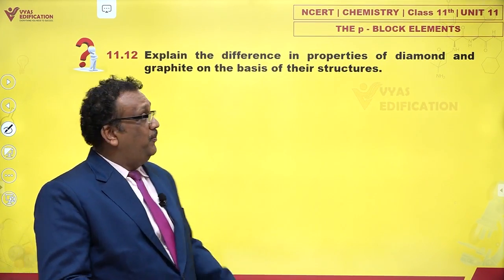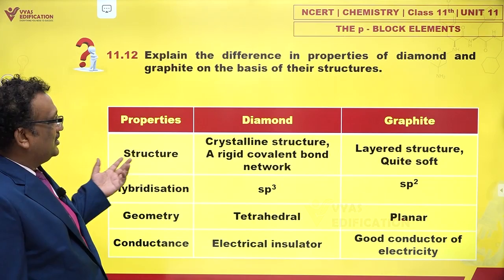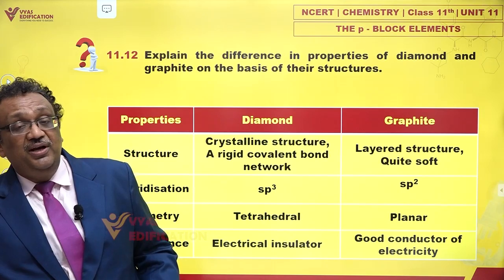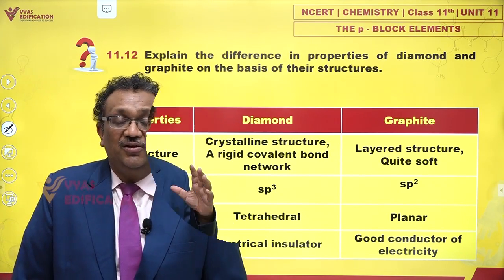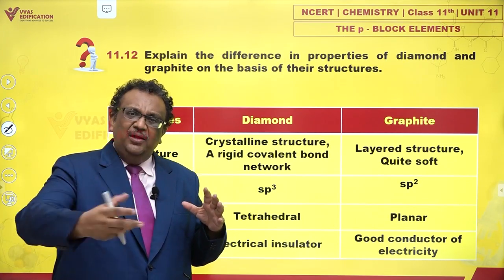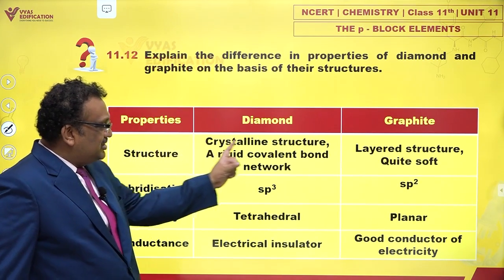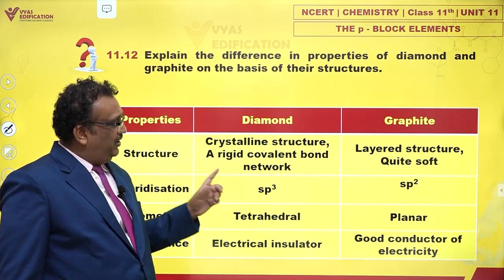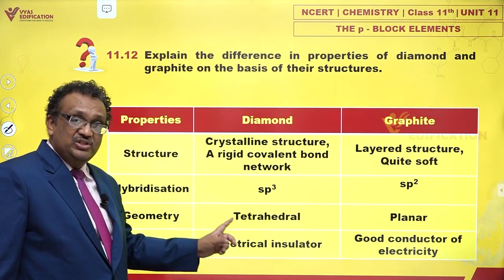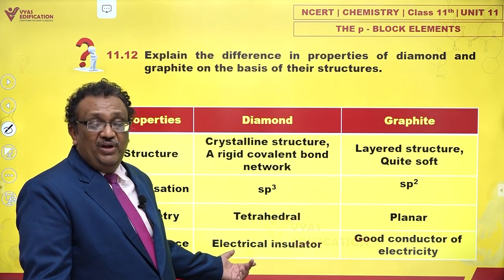Explain the difference between the properties of diamond and graphite on the basis of their structures. Just look at the comparison between diamond and graphite on the basis of their structures. Diamond has a 3D covalent network structure in which each carbon has a tetrahedral geometry around itself, carbon after carbon after carbon linked tetrahedrally. So it is a crystalline structure, a rigid covalent bond network. All the atoms are sp3 hybridized, geometry around each carbon is tetrahedral, and of course there are no free electrons, so this is a bad conductor of electricity.